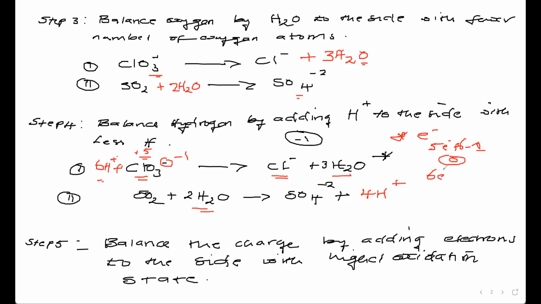So if we add 6 electrons, which means we have added negative 6 plus 6 minus 1, what we are basically getting is negative 1. So on the reactant side, we have negative 1. Also on the product side, we have negative 1. In that reaction, the first one, it is balanced.